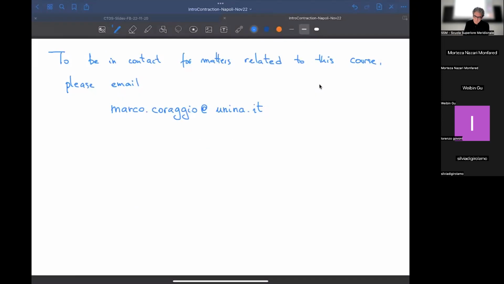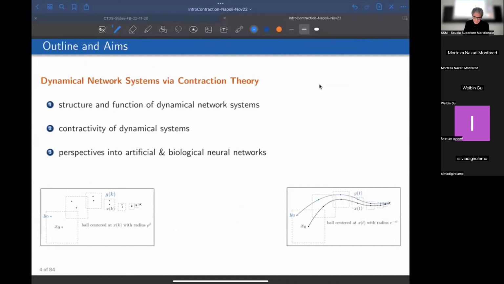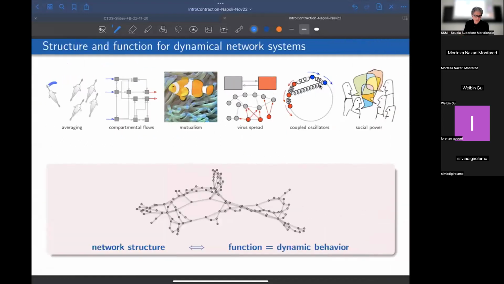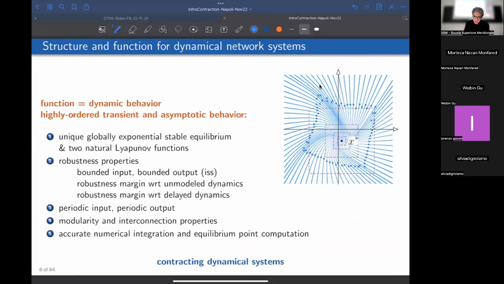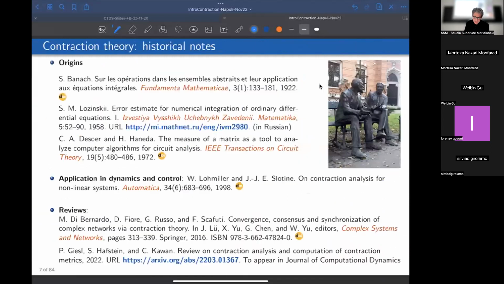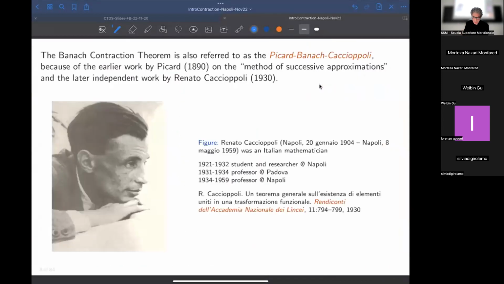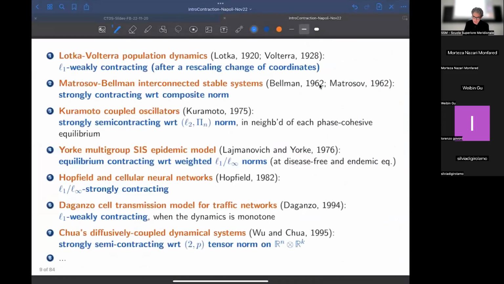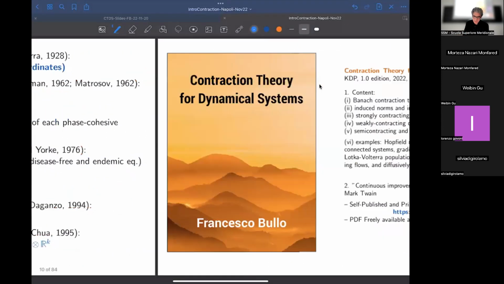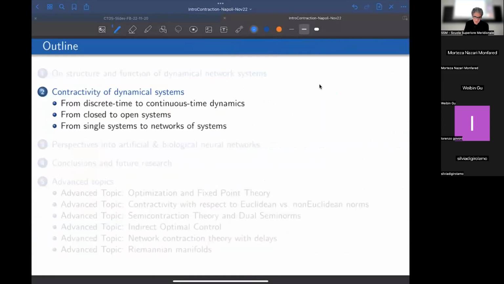All right, so we reviewed some motivation from the study of network systems. We reviewed a number of properties which we actually even established during our last lecture. We reviewed some of the history with the groundbreaking work by Banach, the landmark work by Slotine, the beautiful history containing also the work of Professor Coppel here in Naples in the 1930s, and so on and so forth.